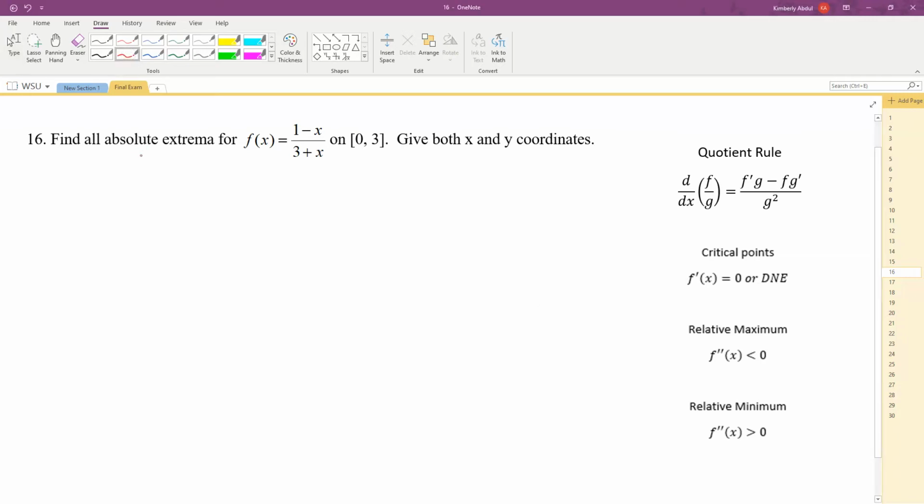All right, in order to find the absolute extrema, we need to first find our critical points. And so we need to find the first derivative. Now, this is going to require quotient rule, so I'm going to go ahead and set that up here.